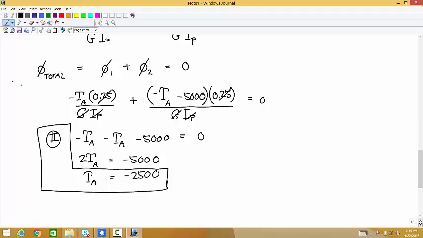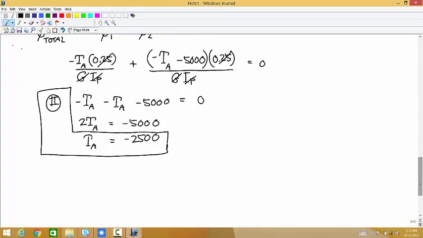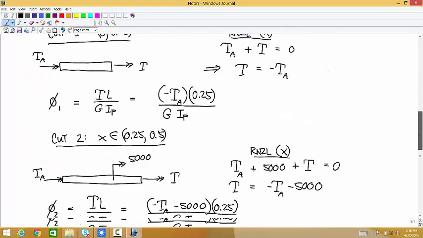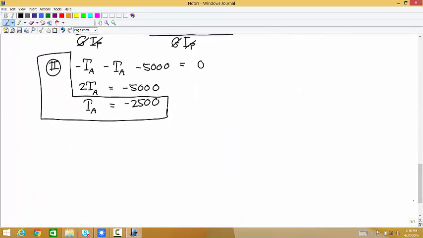So now we have a system of two equations for two variables. The two reaction torques have to add up to negative 5,000. So equation 1 says TB is also equal to negative 2,500.